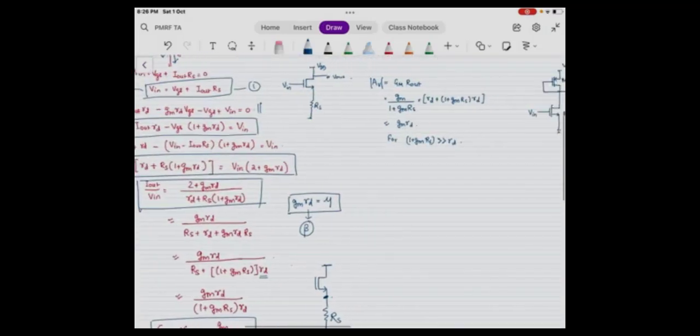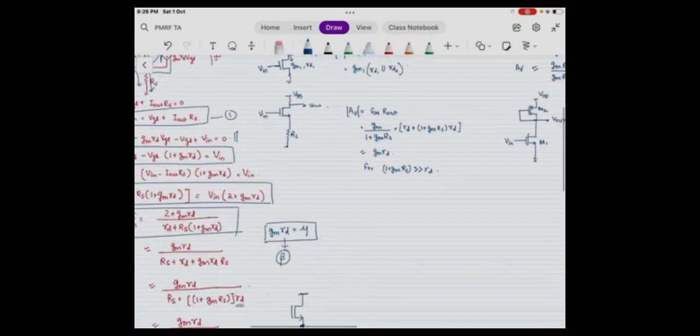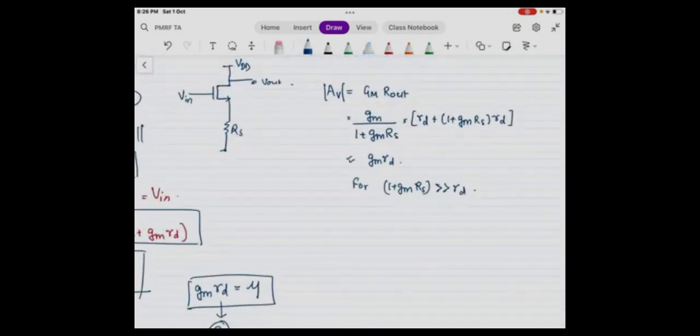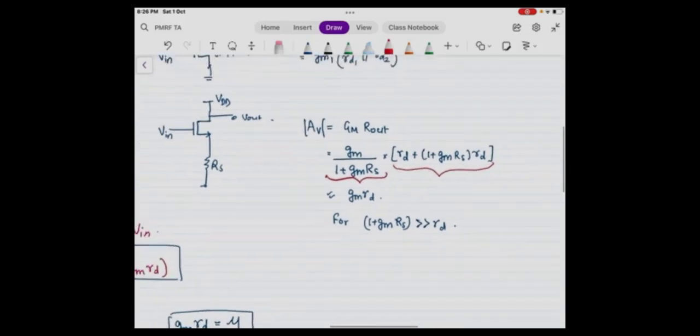Okay, and what was the R out? R out was RD plus 1 plus GM RS into RD. That is what we found out, and now we found out this. So for 1 plus GM RS to be much greater than RD, we can approximate this result as GM RD. Okay, and this is the circuit.